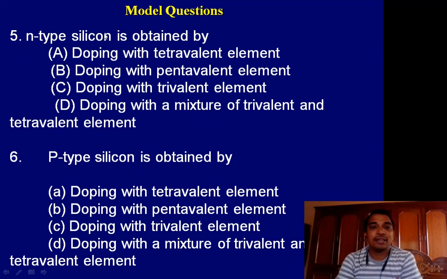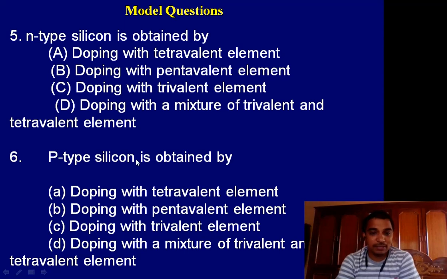Fifth question. N-type silicon is obtained by doping with tetravalent element, which means 4 valence electrons; doping with pentavalent elements, which means 5 valence electrons; doping with trivalent element, which means 3 valence electrons; or doping with a mixture of tri and tetravalent elements. N-type means negative charge carriers will be higher, electrons will be higher. So how to get electrons? By doping with pentavalent, that is B answer.